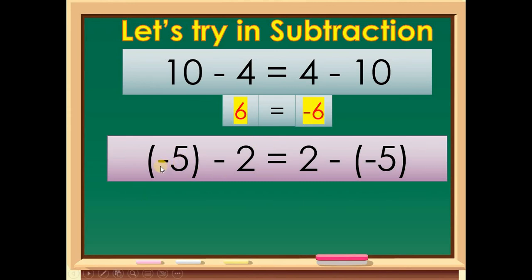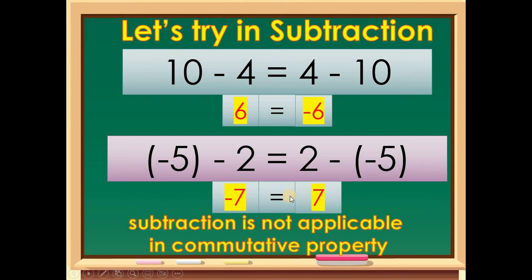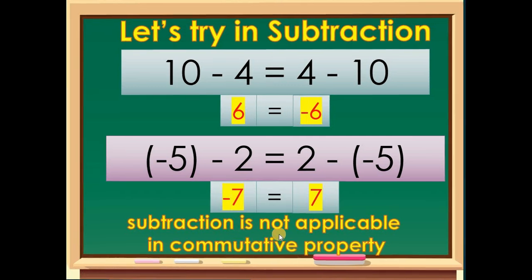Okay, try natin ito. Negative 5 minus 2 is equivalent to negative 7. 2 minus negative 5, kapag in-apply natin yung keep change, magiging 2 plus 5, so that is positive 7. So hindi rin sila equal sa both sides. Hindi magkatugma yung sagot nila. Kaya naman ang subtraction ay hindi pasok sa commutative property. Subtraction is not applicable in commutative property.